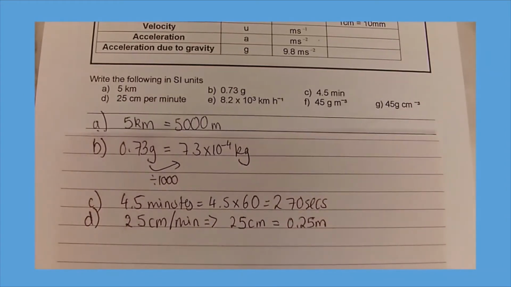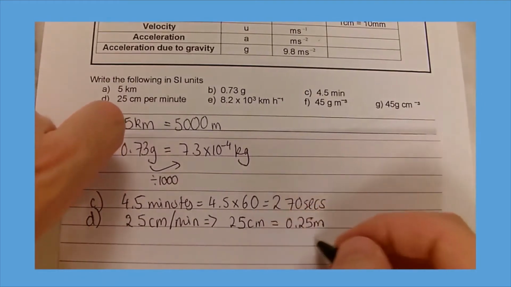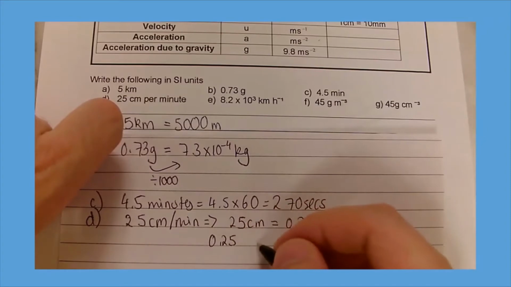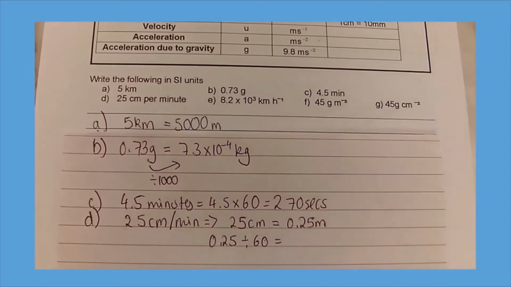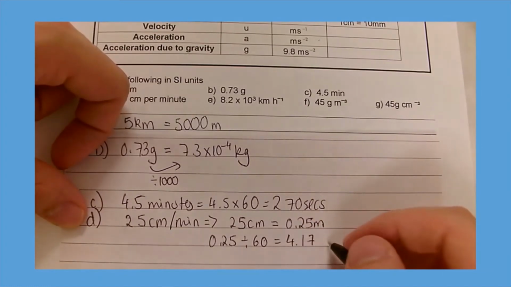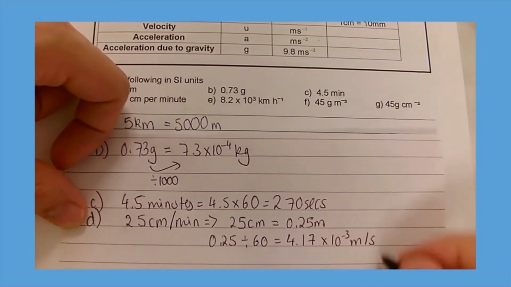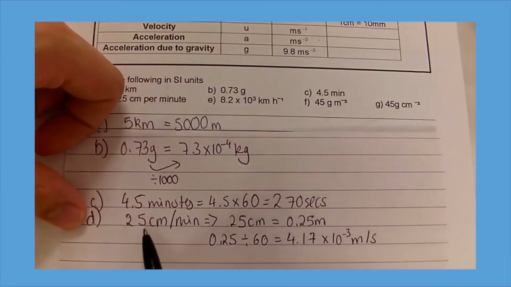That's something that we can do. Just do 25 divided by 100, 0.25 meter, and then you've got to think, okay, so it's 0.25 meters over a minute. So we know the meters per minute. Divide by 60, you get the meters per second, which is 4.17, 3 SF, times 10 to the minus 3 meters per second. So be aware of that sort of thing. We've got to convert not only the centimeters but the minutes as well to seconds.